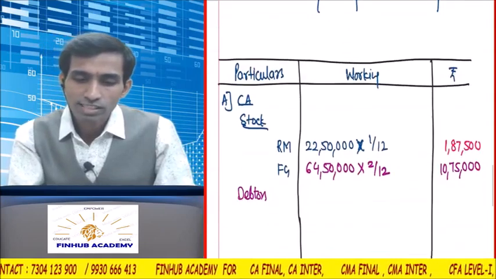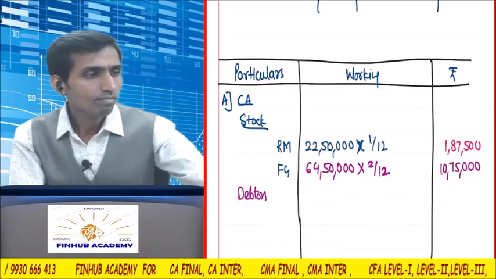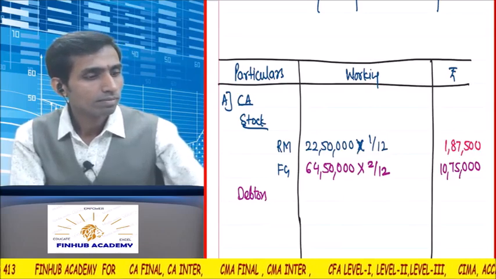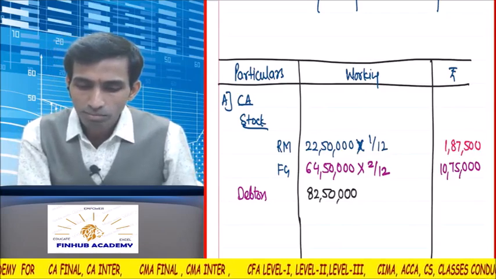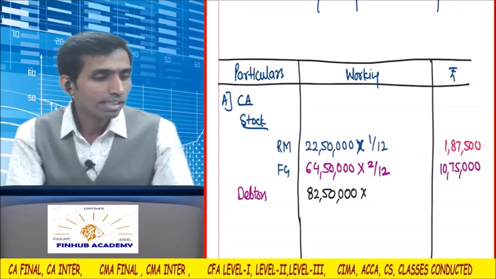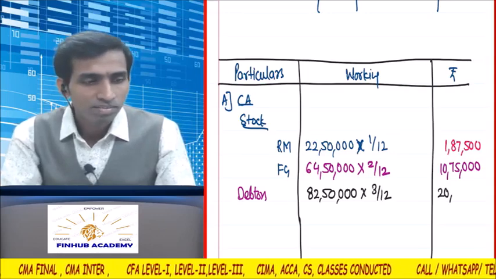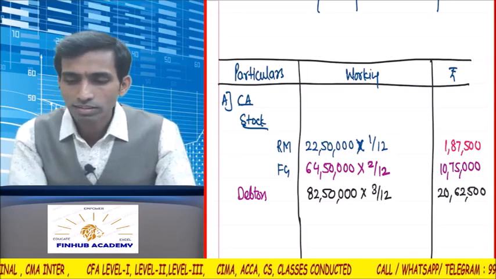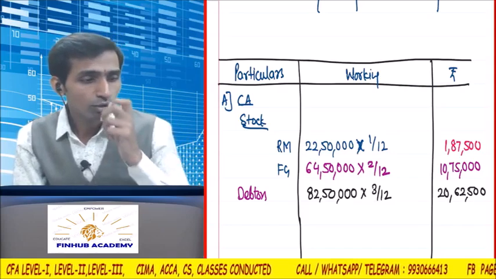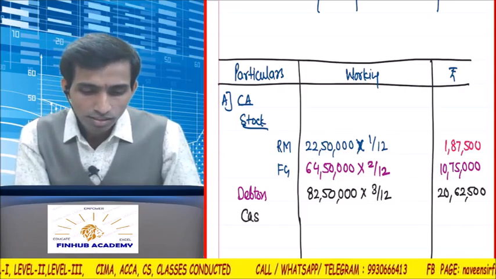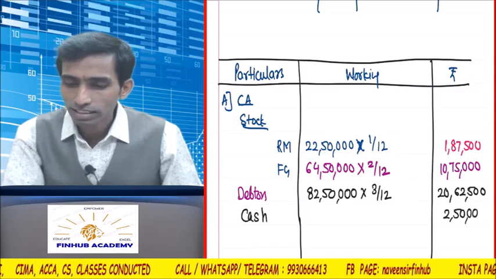Add 18 lakhs to 64 lakh 50,000. How much is it? 82 lakh 50,000. 82 lakh 50,000 multiplied by, what is the period? 3 by 12. How much? 20 lakh 62,500. Cash. Cash was how much? 2 lakh 50,000 given.